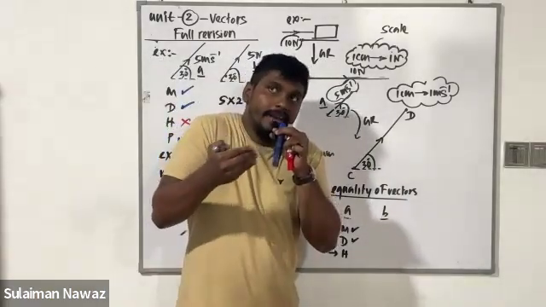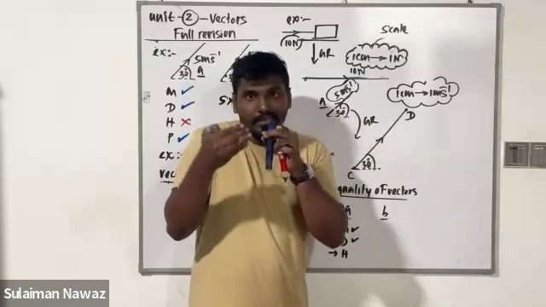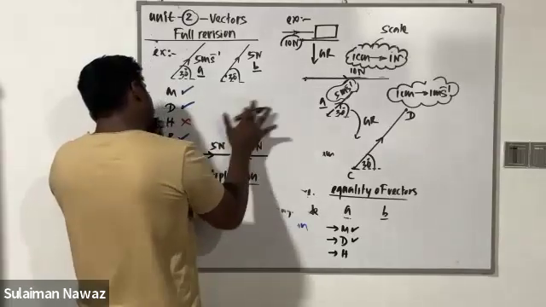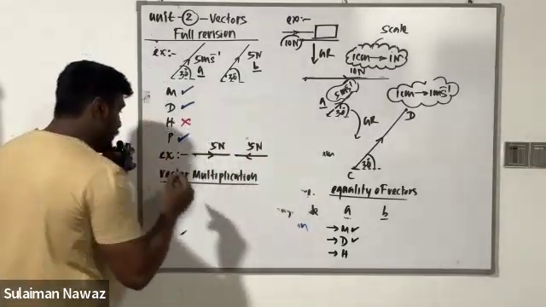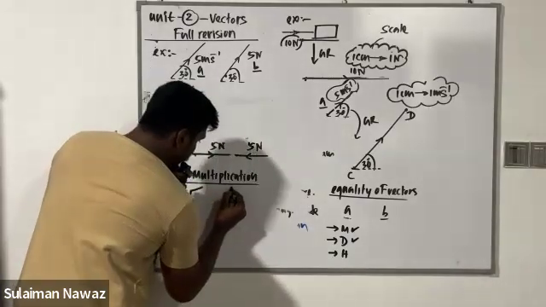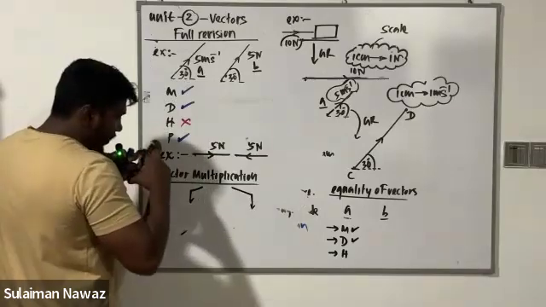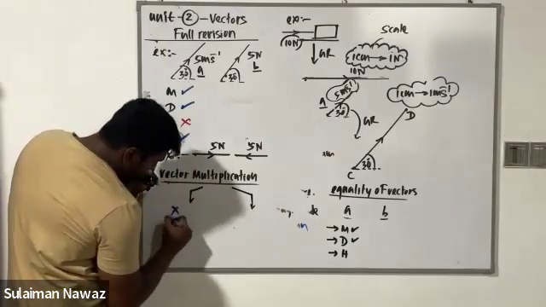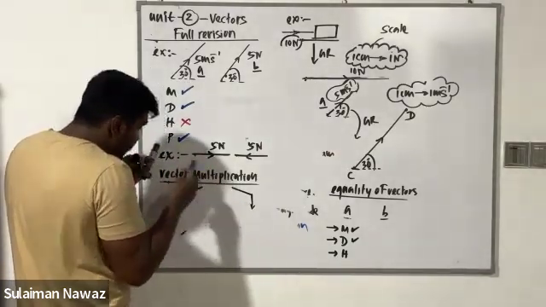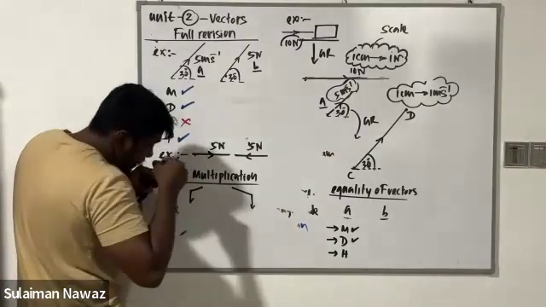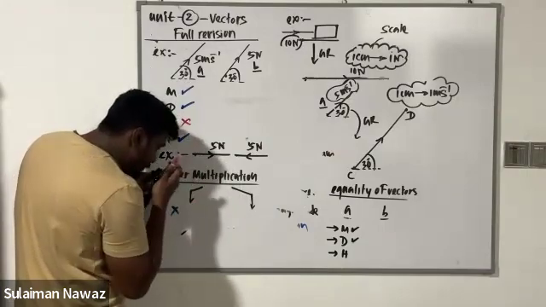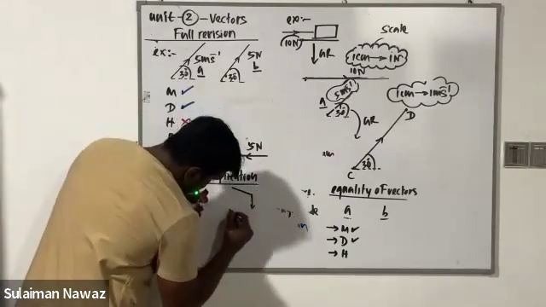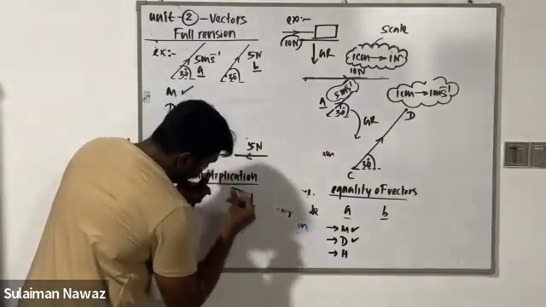If you multiply 10 by a scalar 3, 10 into 3 means 30. But vector multiplication is something different. We can discuss vector multiplication in 2 different ways. First one is multiplying a vector by a negative sign. Second one is multiplying a vector by a scalar.